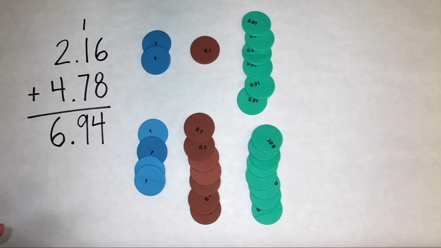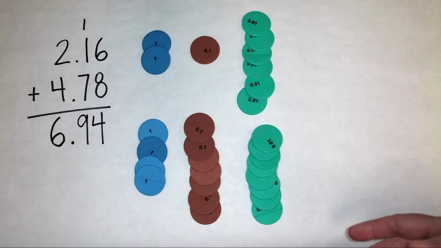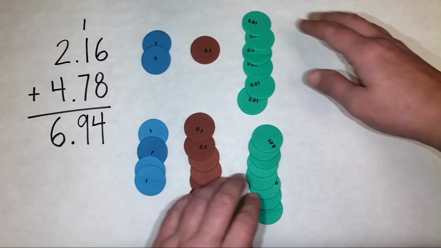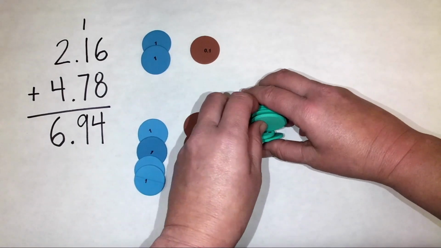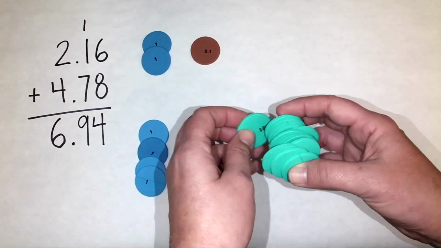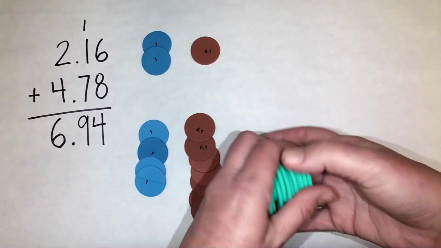So now I'm going to add. The traditional algorithm asks me to start adding in the least place value. I'm going to go ahead and add these together. And then if I have more than 9 of these, what do we have to do? Well, we have to regroup. So let's go ahead and see.